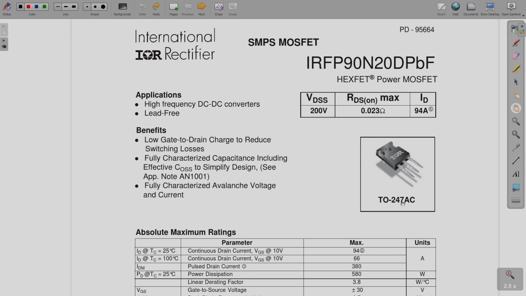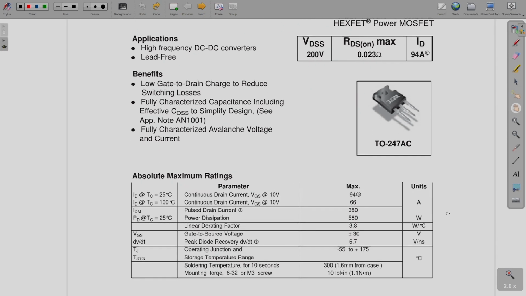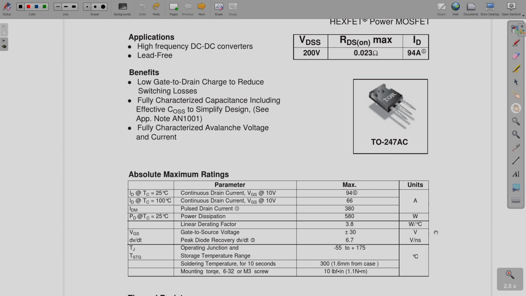This is the data sheet of a power MOSFET of 200 volt and 94 amperes. I have explained this data sheet to you before as well. Now, let us revisit it and look into it from the driver perspective. From the driver point of view, what you see here is that the gate to source voltage maximum rating is plus minus 30 volt, which is what you can apply.